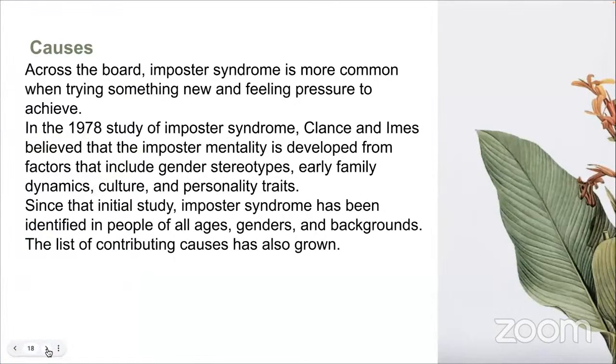Now we will speak about the causes of imposter syndrome across the board. Imposter syndrome is more common when trying something new and feeling pressure to achieve. In 1978, there was a study about imposter syndrome. It was made by Clance and Imes, who believe that the imposter mentality is developed from factors that include gender stereotypes, early family dynamics, culture, and personality traits. Since the initial study, imposter syndrome has been identified in people of all ages, genders, and backgrounds, and the list of contributing causes has also grown.